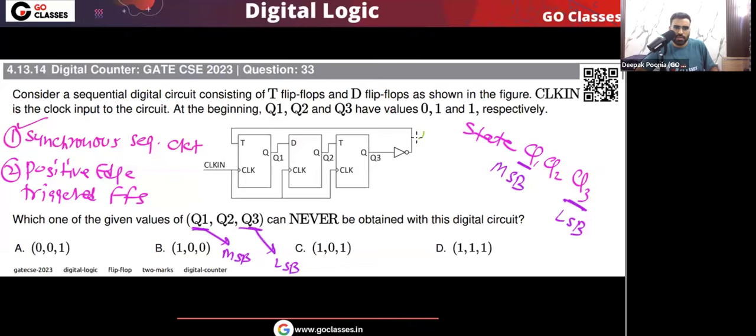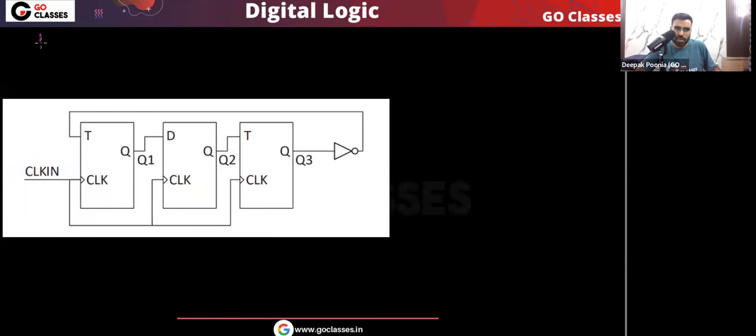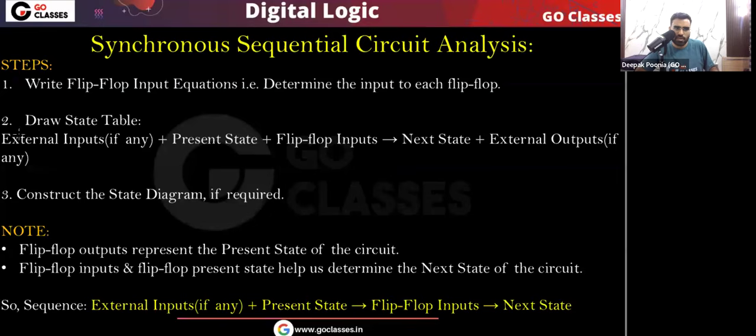Notice one thing here. In this circuit, there is no external input and no external output. Look at the circuit. There is no external input signal and no external output either. Here we have only flip-flop inputs and flip-flop outputs. So for this question we don't have to worry about external input and external output.